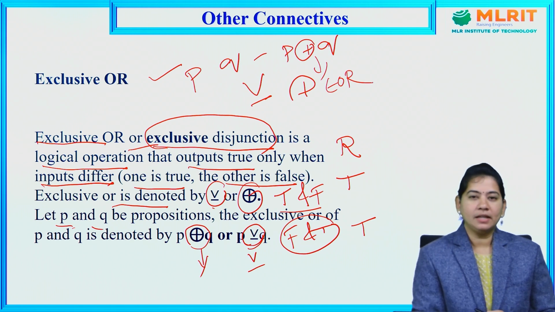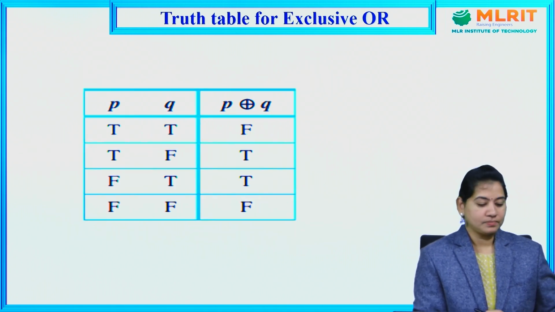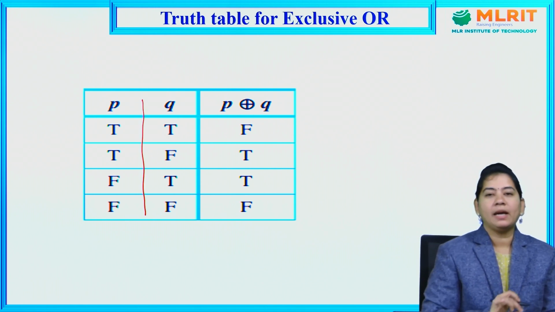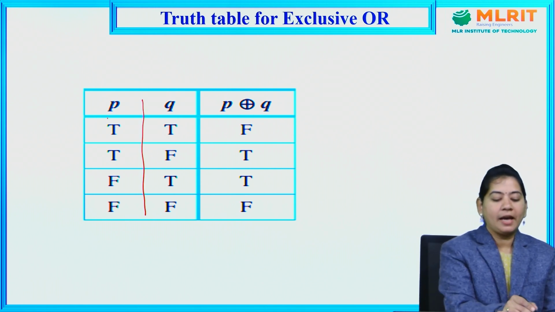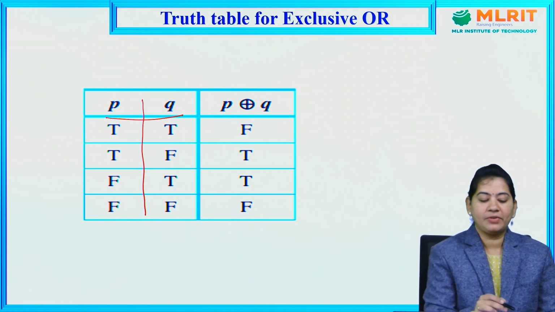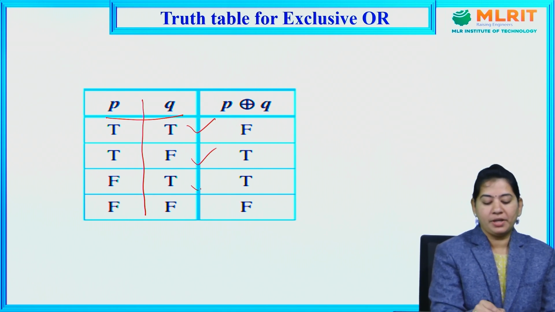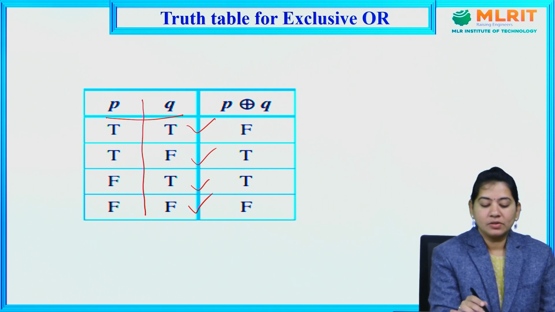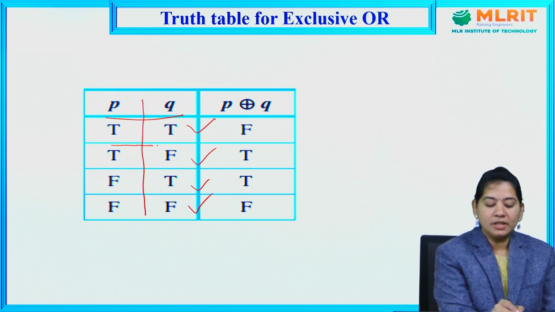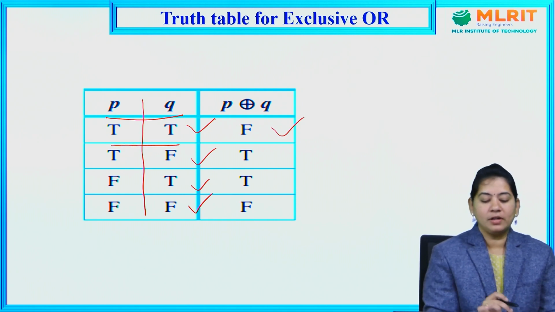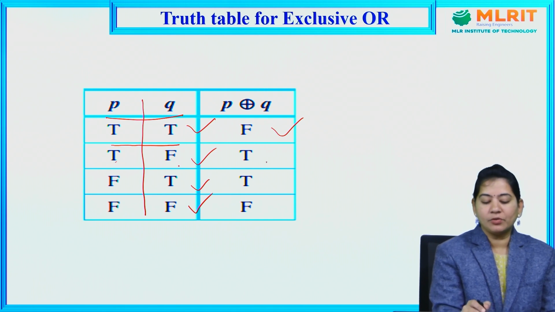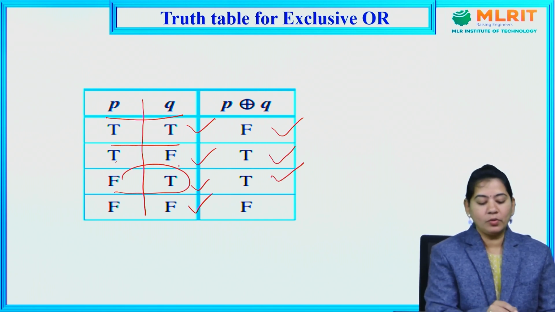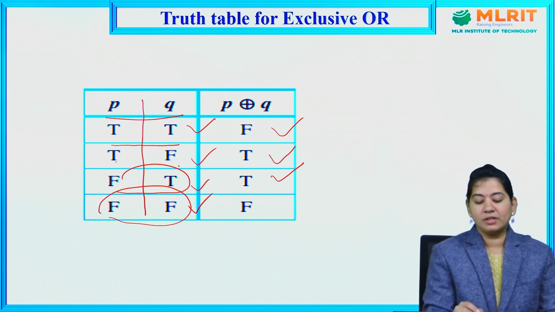So let us see the truth table. Let us suppose we have 2 statements P and Q. As we have 2 statements, how many combinations do we get? A total of 4 combinations. For the exclusive OR of P and Q, if you observe, when both the statements are true, we get false. If one is true and the other is false, we get true. The same repeats, we also get true. And if both the statements are false, we get false.